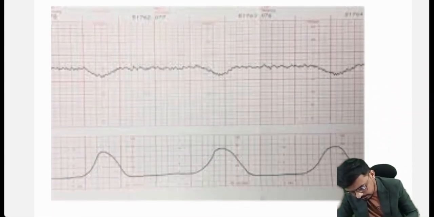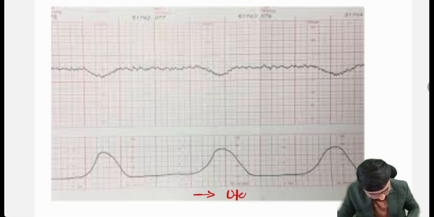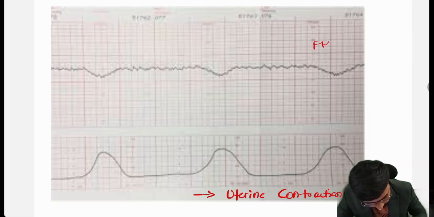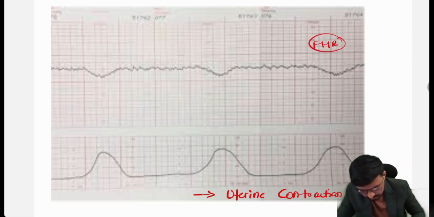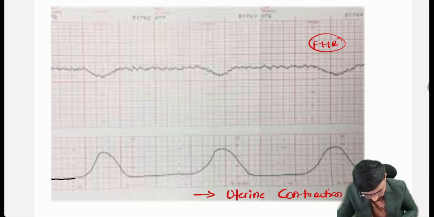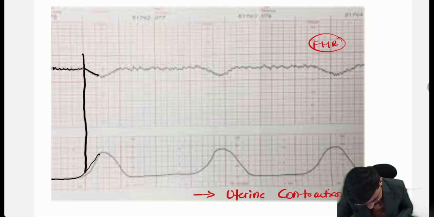So how to identify this in a graph, sir? Look at this particular graph. This is the graph of the uterine contraction, and this is the graph indicating the fetal heart rate. Sir, look at this particular point. Here the uterus starts to contract, and at the same time the fetal heart rate is coming down. Make a line here.